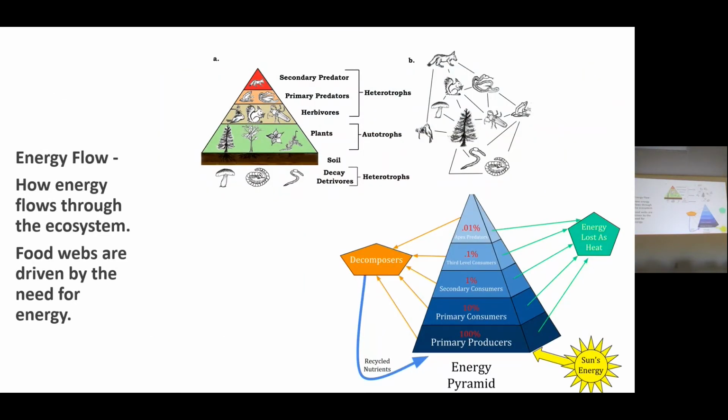So energy flow is how the energy flows through the ecosystem, and food webs are really driven by energy. In this particular example, you've got the sun here. The primary producers are those plants. They can take that sun's energy and produce their own food. Then somebody else comes and grazes on them. They take that energy and it goes into the next trophic level.